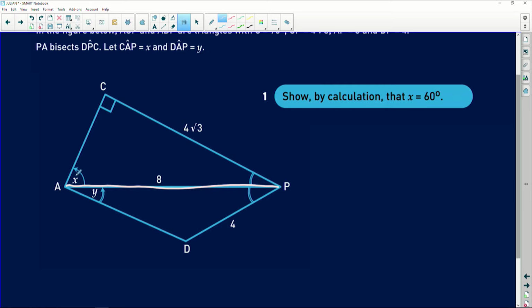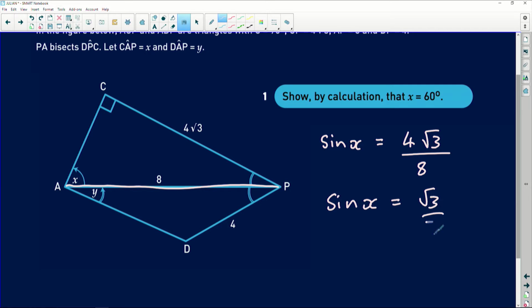Okay guys, so X is in triangle ACP. We want to find what X is. So looking at X, it is opposite side CP, and we have been given the hypotenuse of 8. So we can say then that sine of X is equal to my opposite side, which is 4 root 3, divided by 8. Simplifying the fraction, we get sine of X is equal to root 3 over 2.